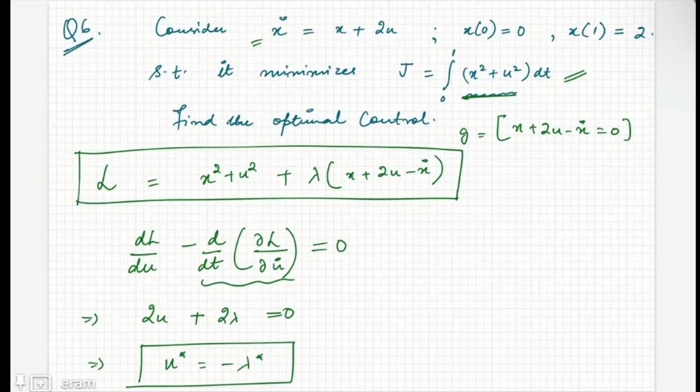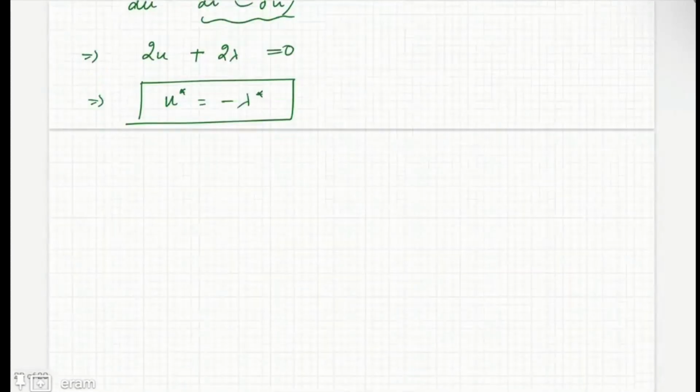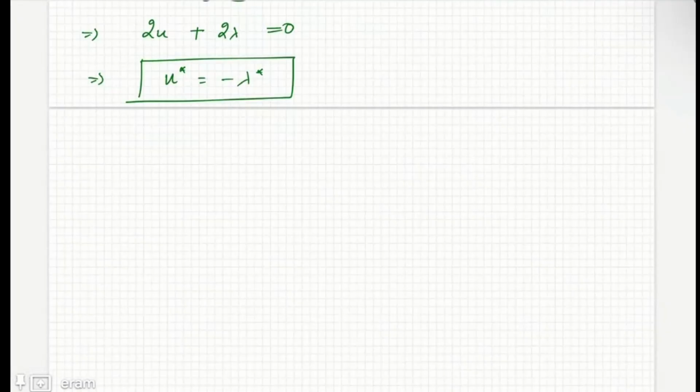Now this solution is in terms of the Lagrange multiplier lambda. So that is not the closed form solution for u, because anyhow we need to solve for lambda. So the task now is to find the solution of lambda of t.